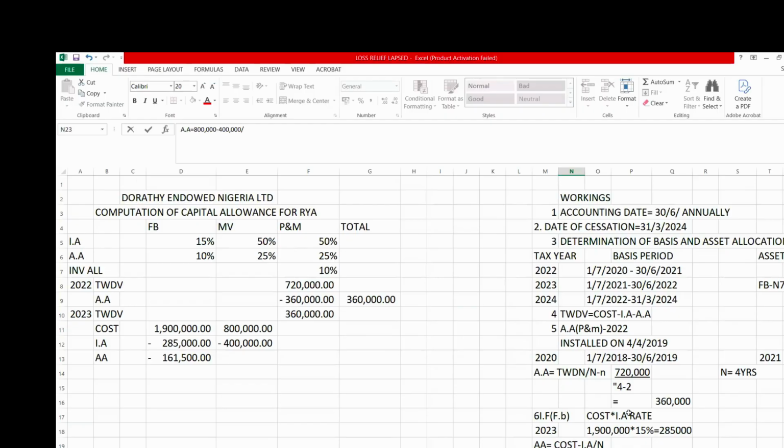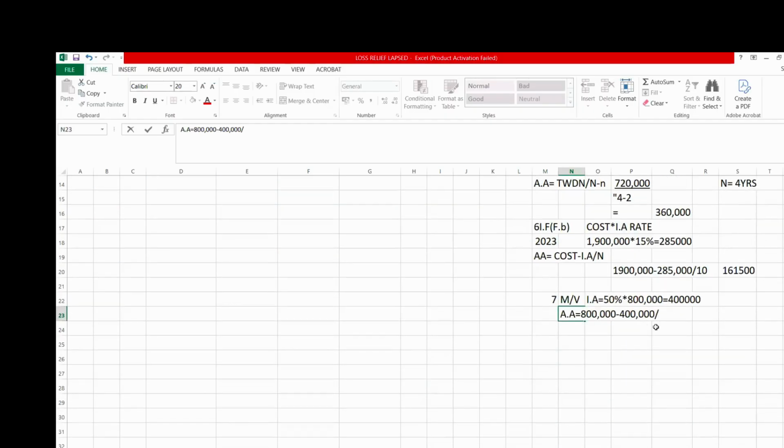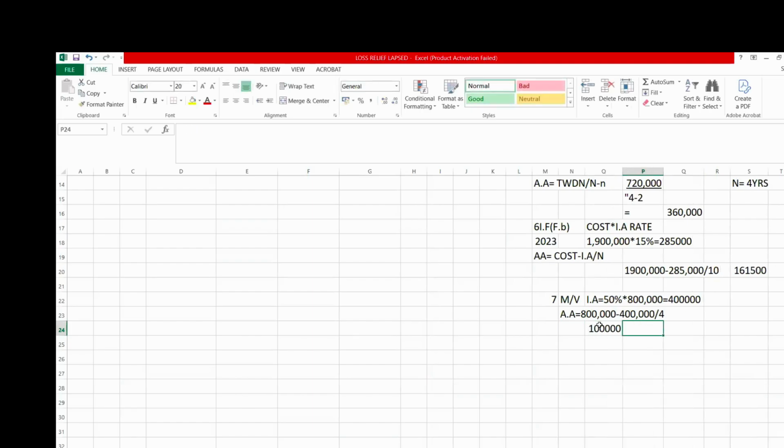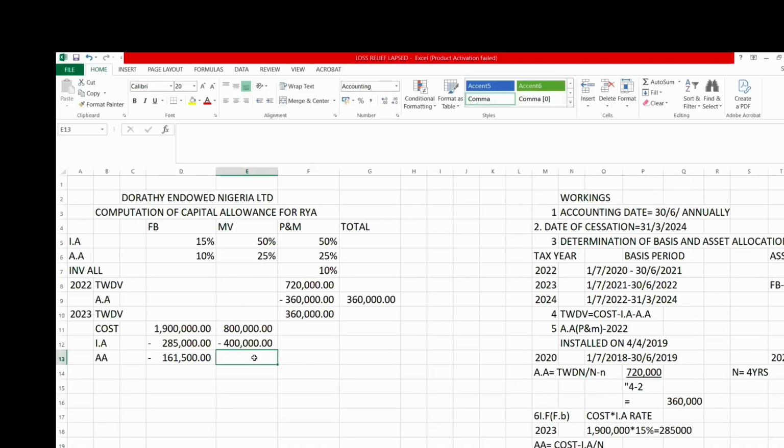So that will be divided by 4 years. That will give us the value for the annual allowance, which is 400,000 divided by 4. That will give us 100,000 as the value for the annual allowance. So we also do the same thing here. Annual allowance, 100,000.